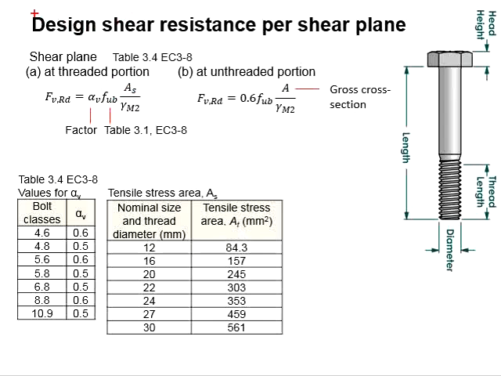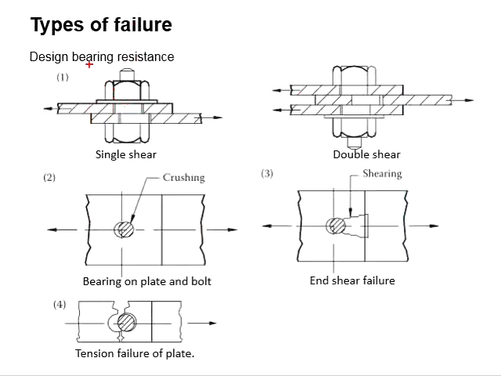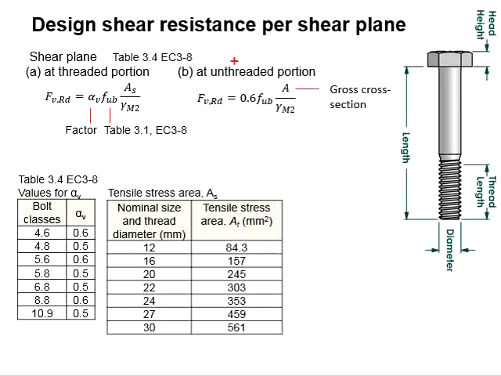In the design of the shear resistance of the bolt, it is important to determine the position of the shear plane, whether it is at the unthreaded portion or at the threaded portion. This can normally be identified based on the arrangement of the steel plates. In the case of the unthreaded portion, the gross cross-sectional area is used. If the shear plane falls within the threaded portion, the As is used.